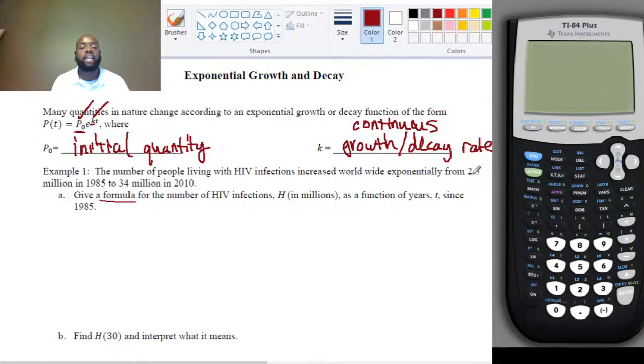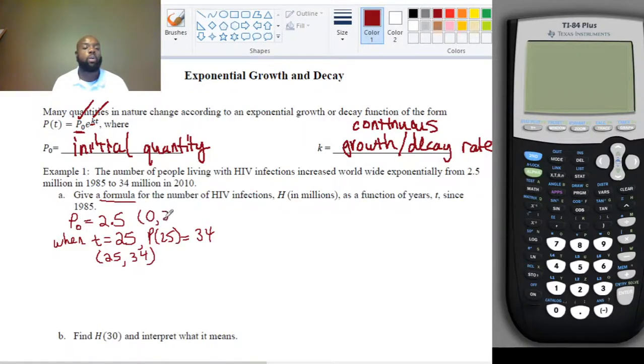We're going to use this information that they give us. I know in 1985, that's 0 years from 1985, right? That's our initial quantity, right? So we know that P naught equals 2.5 million. And we also know that when t equals 2010 minus 1985, that's 25 years. When t equals 25, then we know that our output, our P of 25, is that 34 million, right? This is the same as giving me an ordered pair 25, 34. And on our initial amount, this is like giving me an ordered pair 0, 2.5.